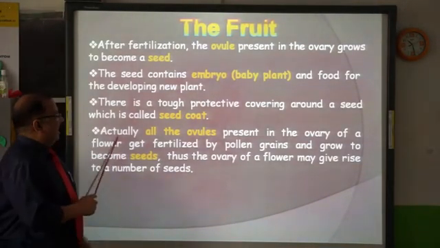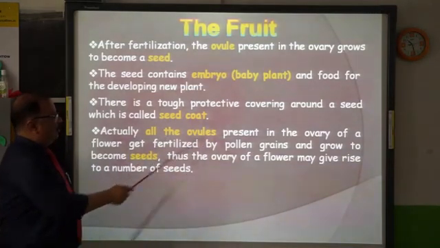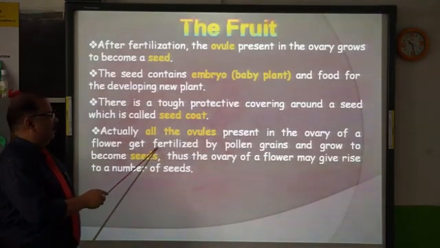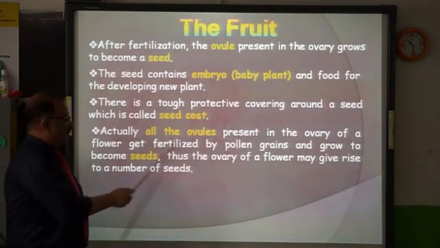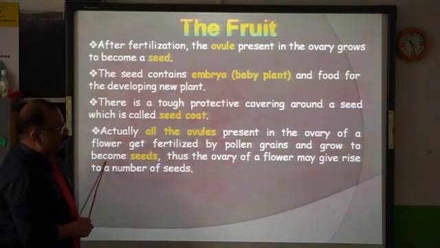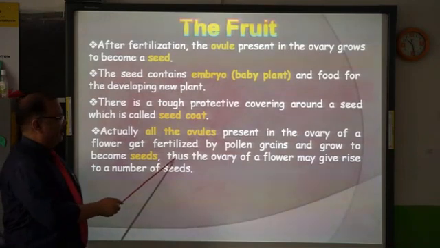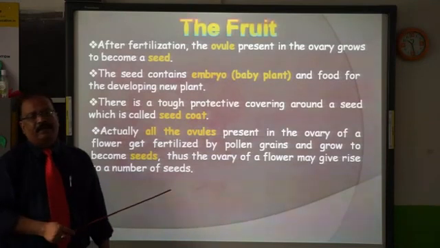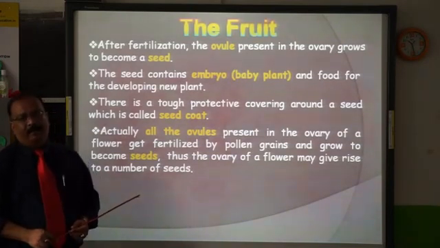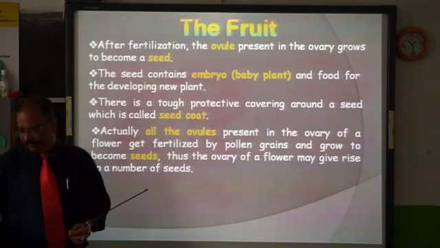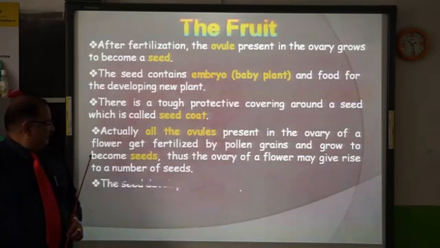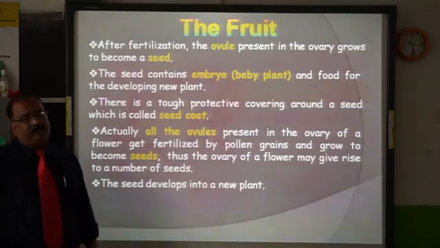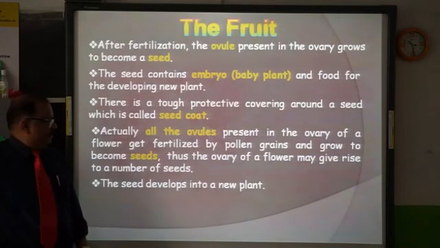So how does it happen? Actually, all the ovules present in the ovary of a flower get fertilized. If more than one is there, all of them get fertilized by pollen grains and grow to become seeds. Thus, the ovary of a flower may give rise to a number of seeds. Not only one, it may have more than one seed also. Now this seed, you know that it develops into a new plant.